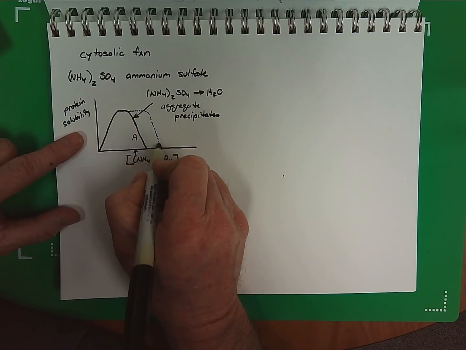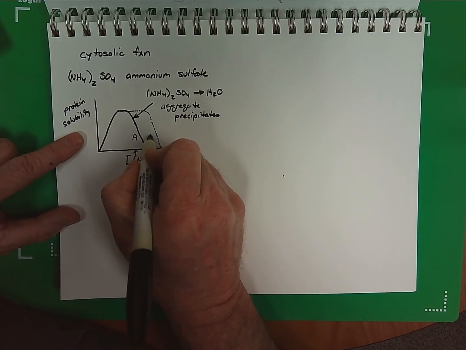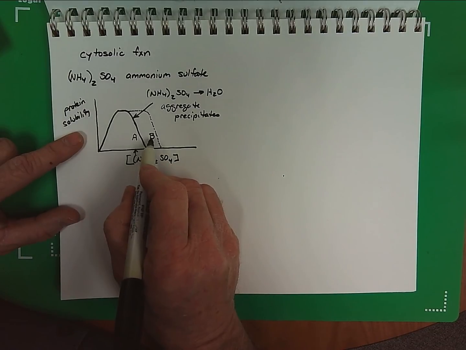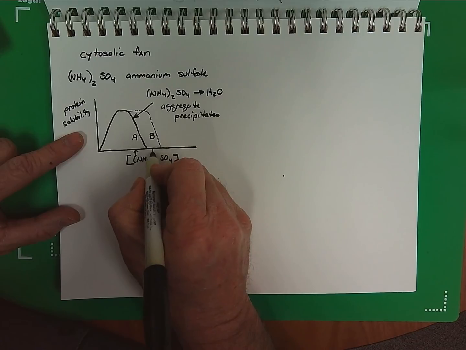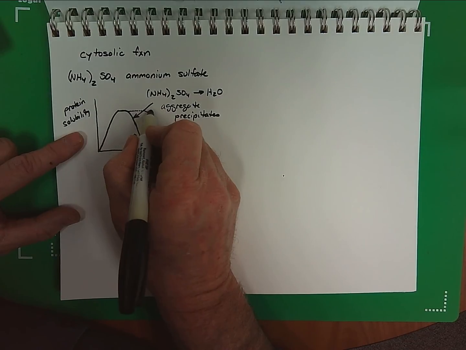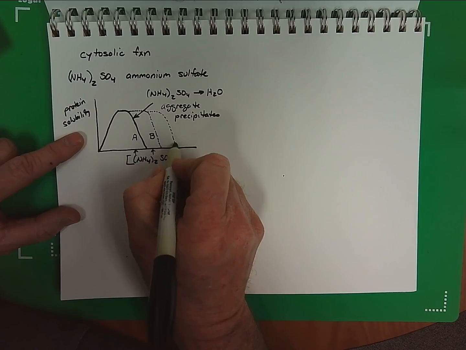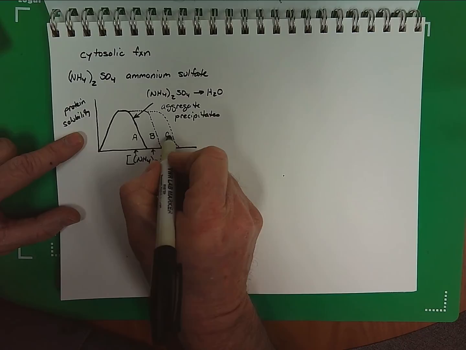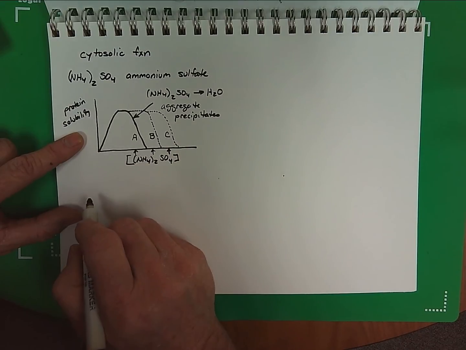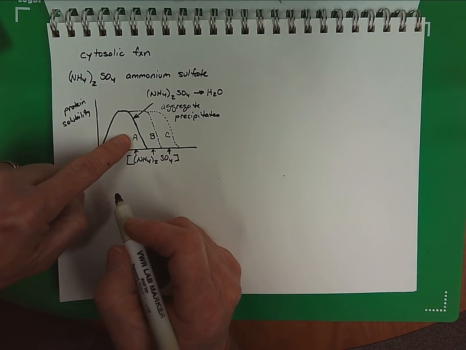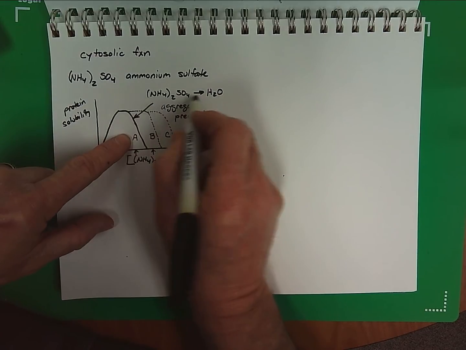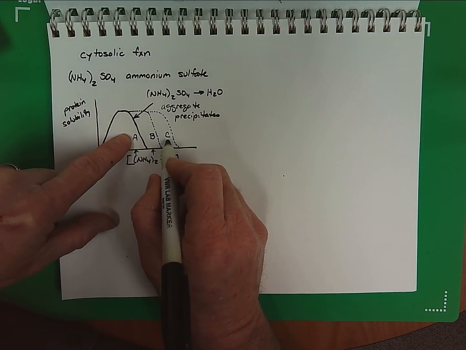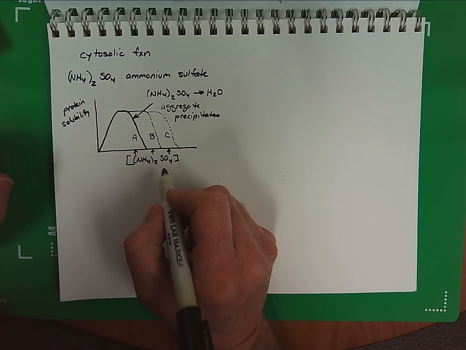However, as we increase the ammonium sulfate, we find another protein group that precipitates at higher concentrations. We can continue this. At even higher concentrations of ammonium sulfate, we will have another group of proteins that will precipitate. So proteins in category A precipitate with low concentrations of ammonium sulfate. Proteins in group C precipitate with high ammonium sulfate.